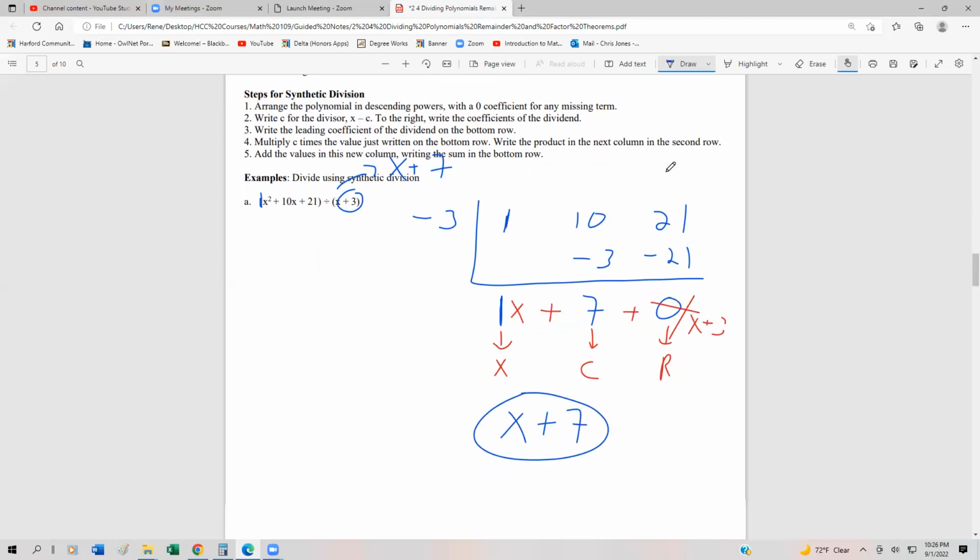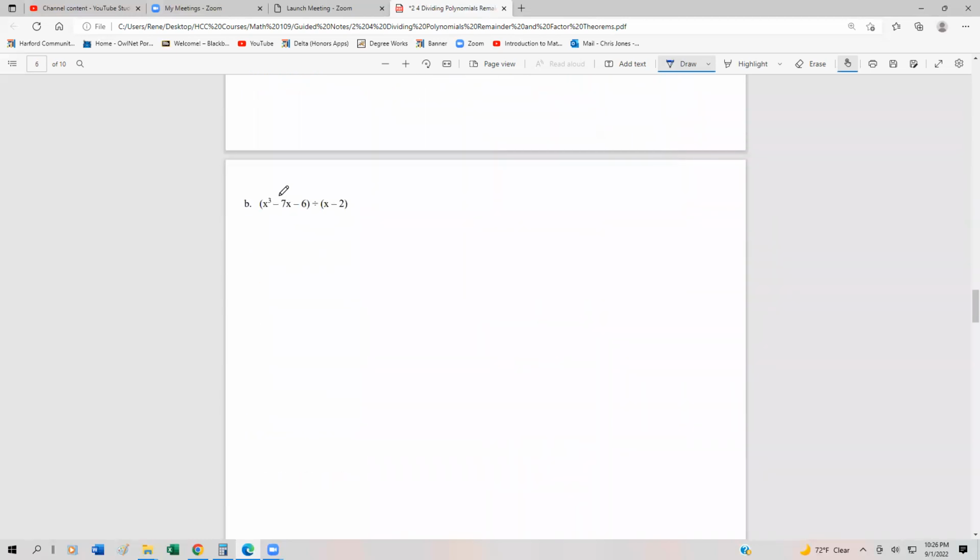Okay? A few more examples of this. So we have x cubed minus 7x minus 6 divided by x minus 2. And so we're going to write our division bar. We're going to take the opposite of what's inside of the x minus 2. Okay, in this case, it's going to be positive 2. Notice the coefficient of x cubed is a 1. In here, we're missing the x squared. So we're going to write a 0 for the x squared term. And then we're going to copy over a negative 7 and a negative 6.